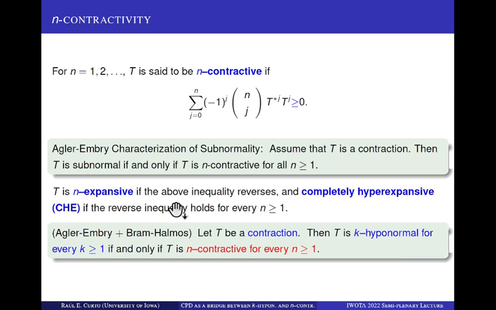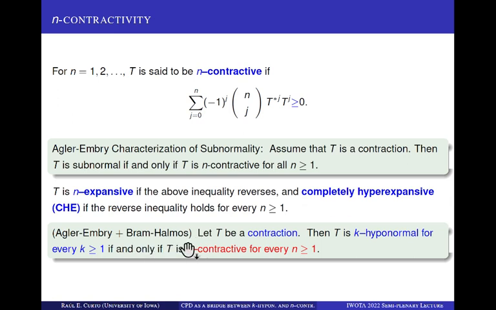T is n-expansive if the above inequality reverses, and completely hyperexpansive if the reverse inequality holds for every n bigger or equal to 1. So in a certain sense, CHE is an analog of subnormality, but when the inequality signs get switched from greater than or equal to less than or equal.